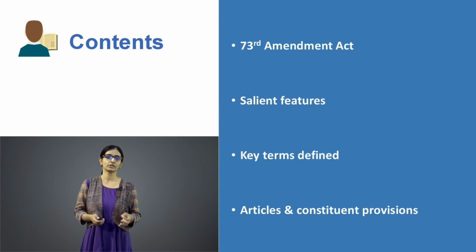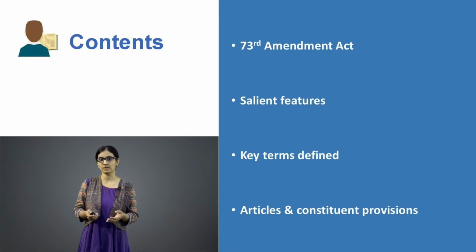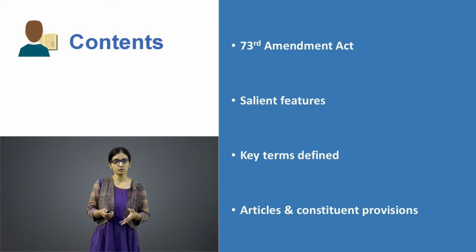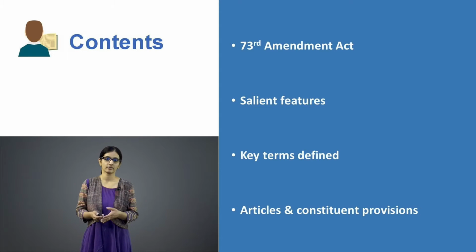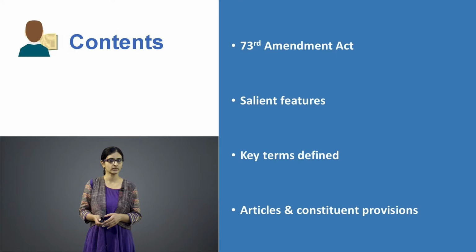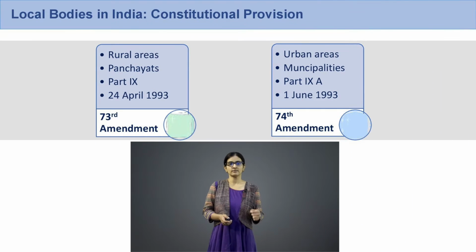The structure of the lesson is to first understand the purpose of the 73rd Amendment Act, to know about the salient features of the 73rd Amendment Act. We will also look at some of the key terms that are defined in this Act, and lastly, we will cover different articles of the Act and what are the specific provisions under each of these articles. The 73rd Amendment Act calls for local self-governance in India.